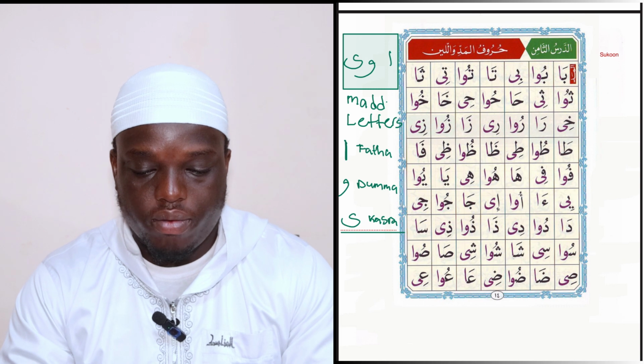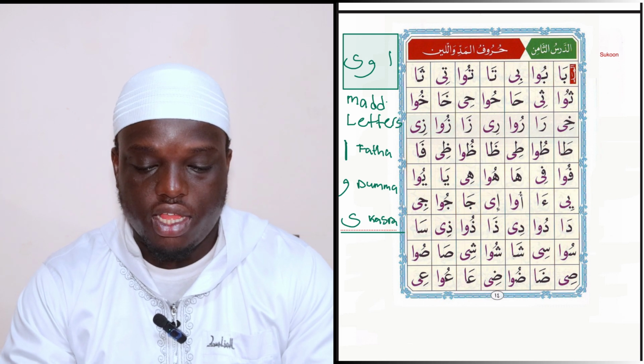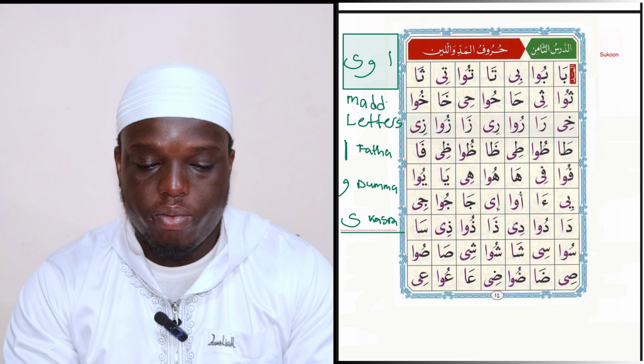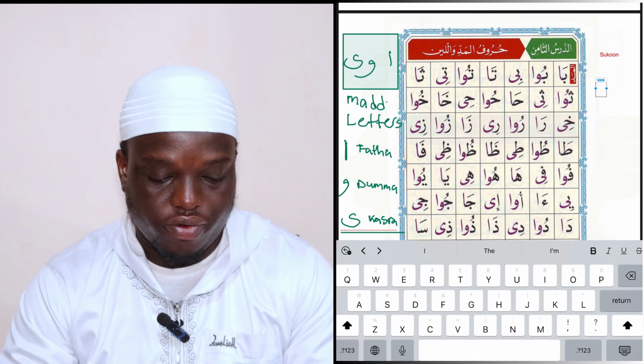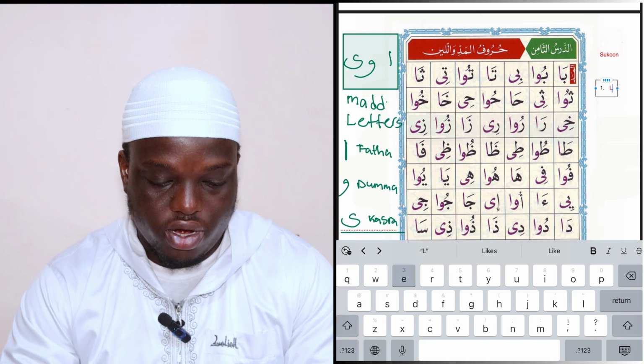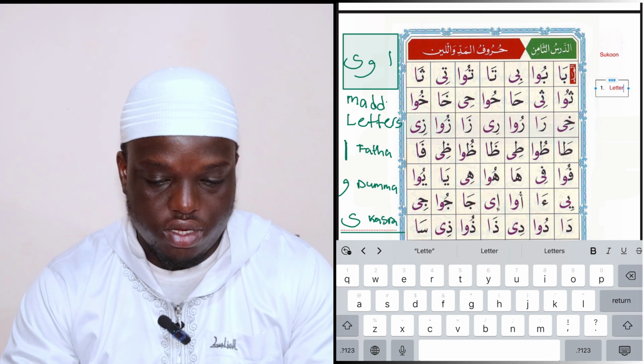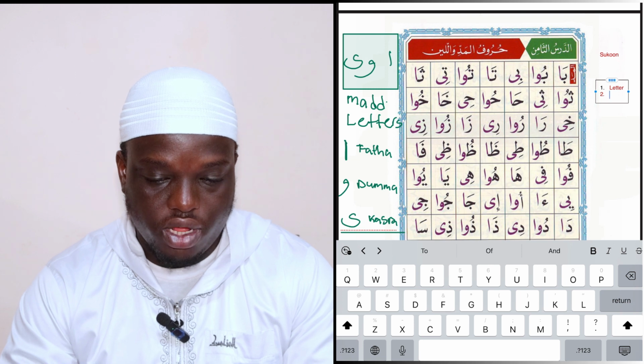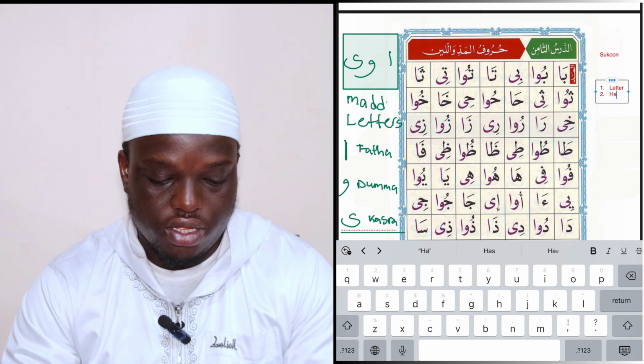So we have ba, fatha, alif, sukoon. Remember we mentioned that the first thing we look at is the letter, and then we look at the haraka.